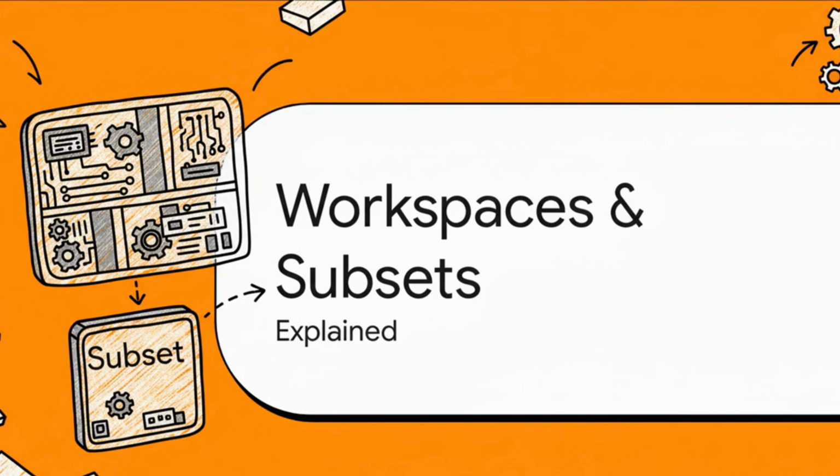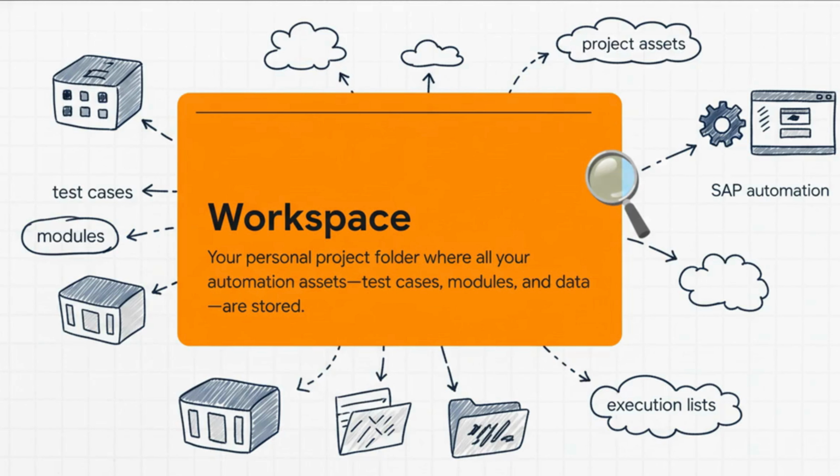To really get a handle on this, we first need to break down two key building blocks, the workspace and something called the subset. The workspace, well, it's pretty much exactly what it sounds like. It's your main project hub. This is the central folder, the container where every single thing you build is going to live. We're talking every test case, every module, all your execution lists, everything.